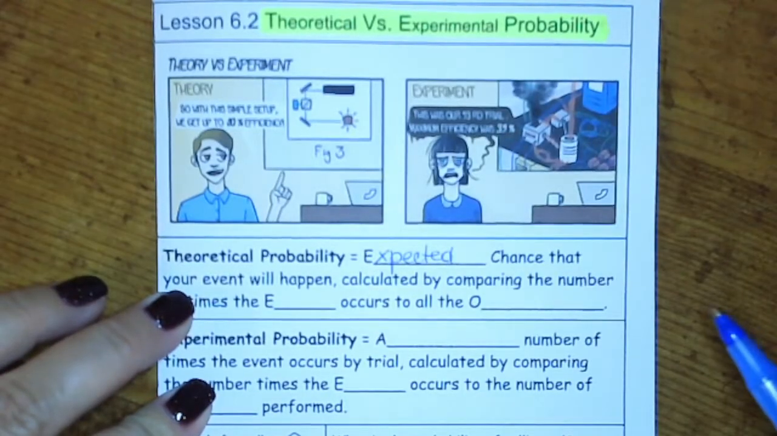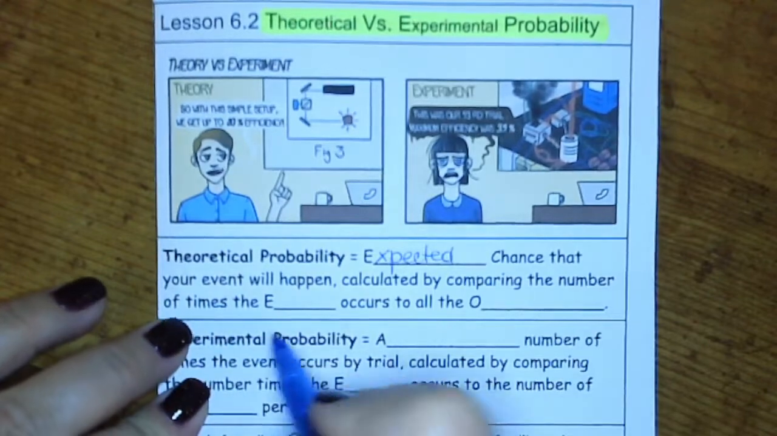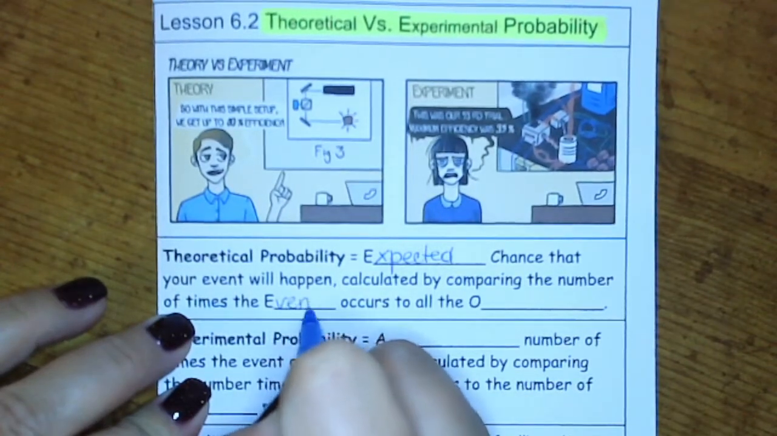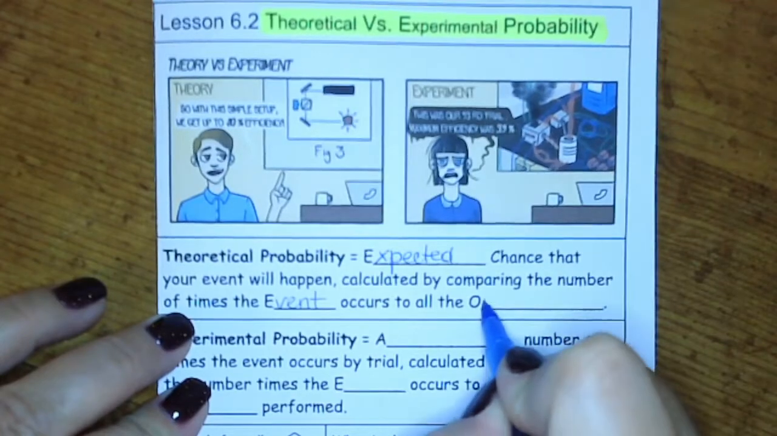that your event will happen, calculated by comparing the number of times the event occurs to all the possible outcomes.